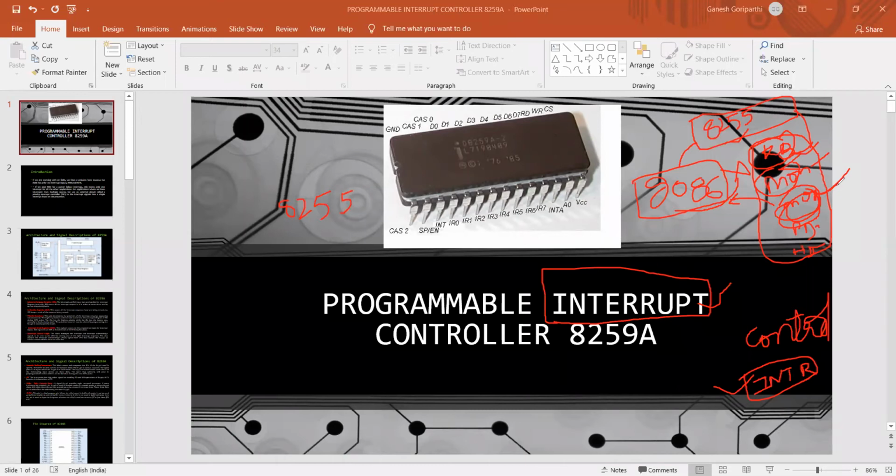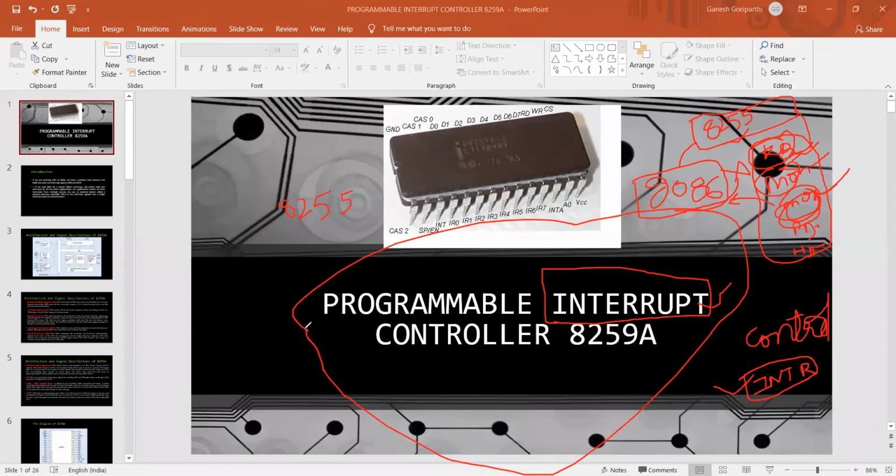So in order to perform this entire process of interrupt, we use this particular 8259, which is nothing but the programmable interrupt controller. Okay, right? So, what is the purpose of this 8259 or programmable interrupt controller?